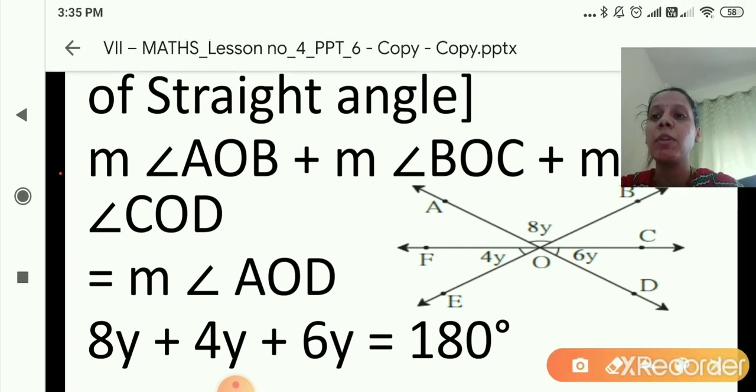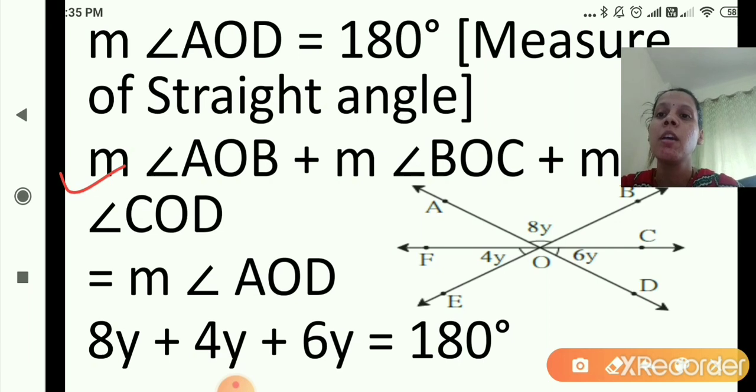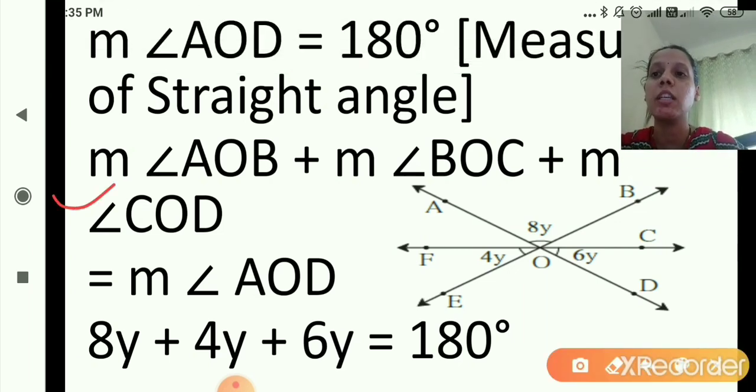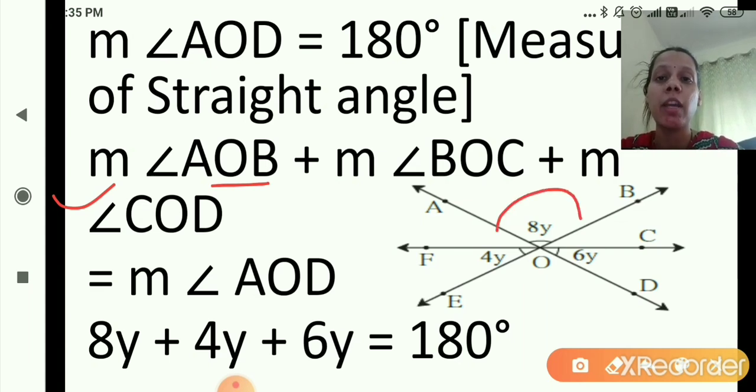Which we have seen previously, measure of angle AOB plus measure of angle BOC plus measure of angle COD is equal to measure of angle AOD, right? So now we will put the values. What is the measure of angle AOB? See in the figure, AOB is given as 8y, so we will write down here 8y, correct.